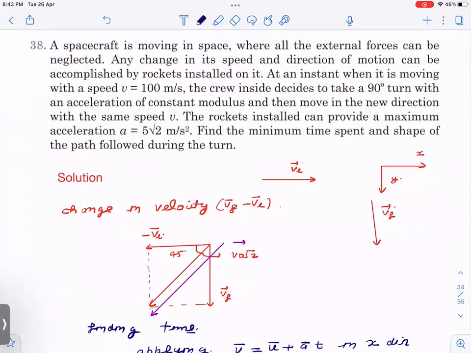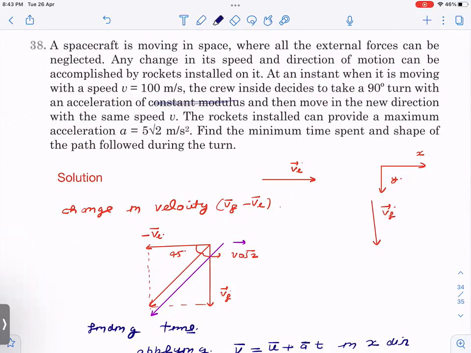This is from Kinematics, same question number 38, but this is from Build Up Your Understanding. So the question is that there's a spacecraft moving in space where all the external forces can be neglected. Any change in speed and direction of motion can be accomplished by rockets installed in it. At an instant when it is moving with a speed 100, it decided to take a 90° turn with an acceleration of constant modulus, right?